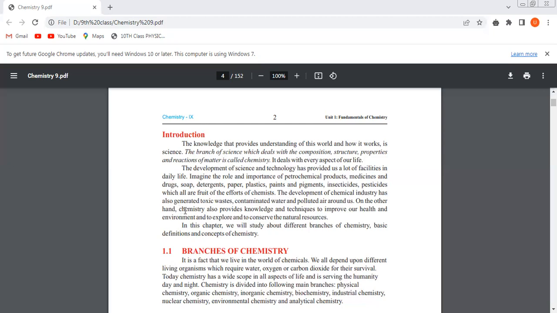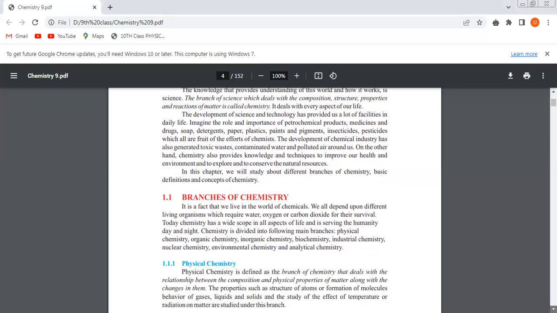On the other hand, chemistry also provides knowledge and techniques to improve our health and environment, and to explore and conserve the natural resources. In this chapter, we will study about different branches of chemistry, basic definitions, and concepts of chemistry.